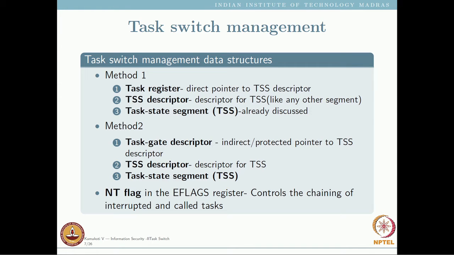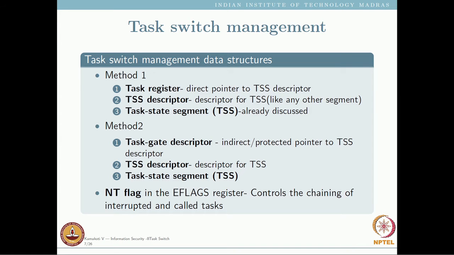And there is one thing called the nested task flag, NT flag, in the extended flags register, which actually controls the chaining of interrupted and called tasks. So, when one task calls another task, automatically that NT flag becomes 1. When one task essentially gets an interrupt, and by that it goes to the interrupted task, then the NT flag is basically set to 1.